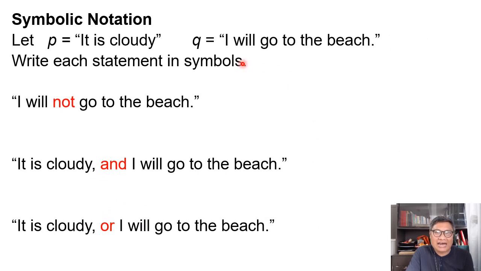Now here we have statements like P is a statement that is read as "it is cloudy," while Q is another statement that says "I will go to the beach." Then how are you going to write these two statements using the symbols? I will not go to the beach.